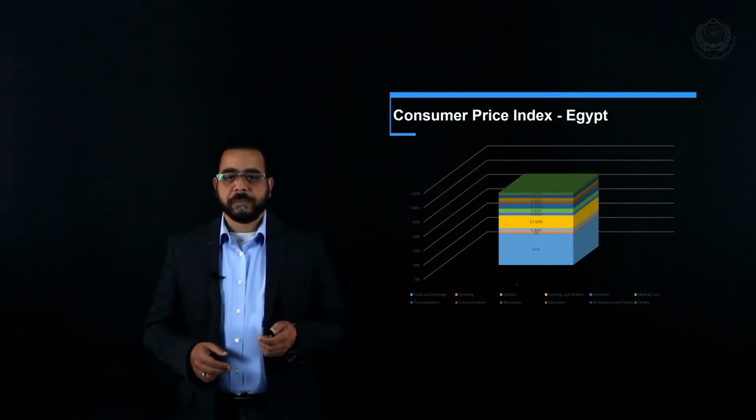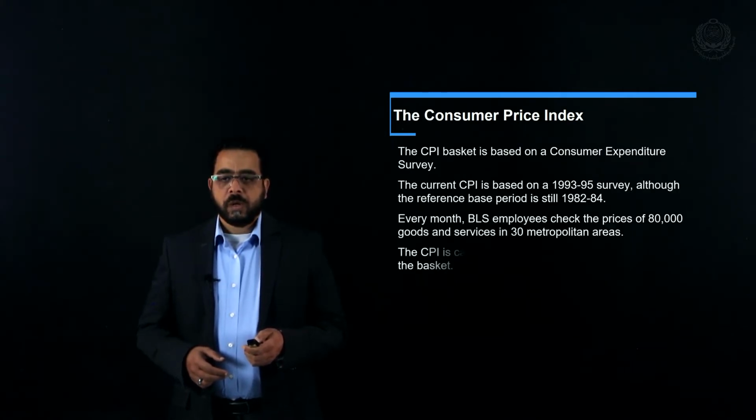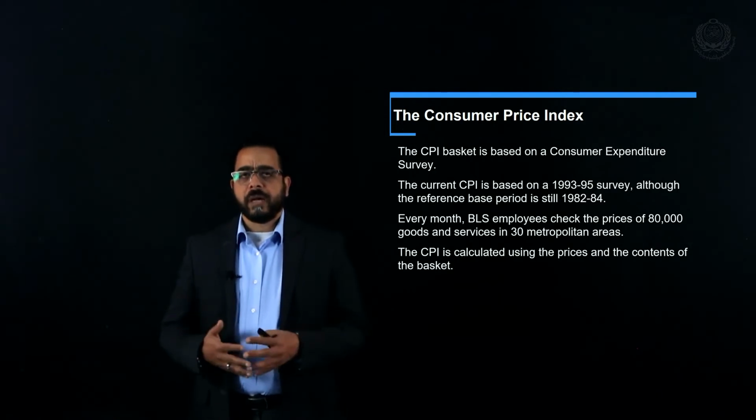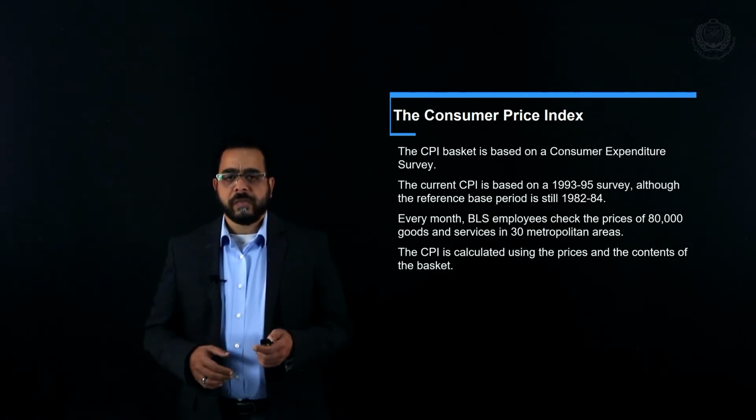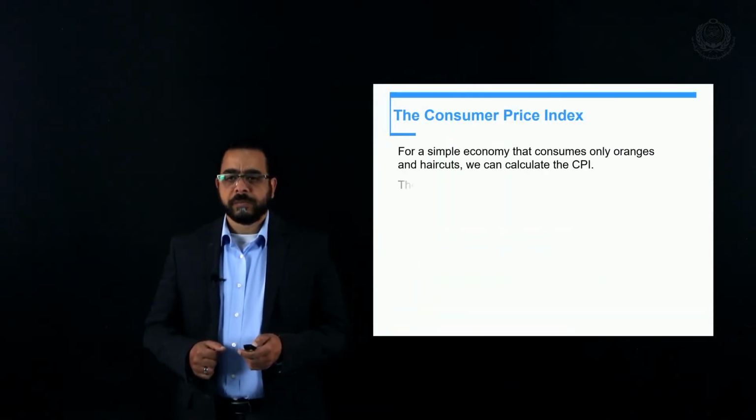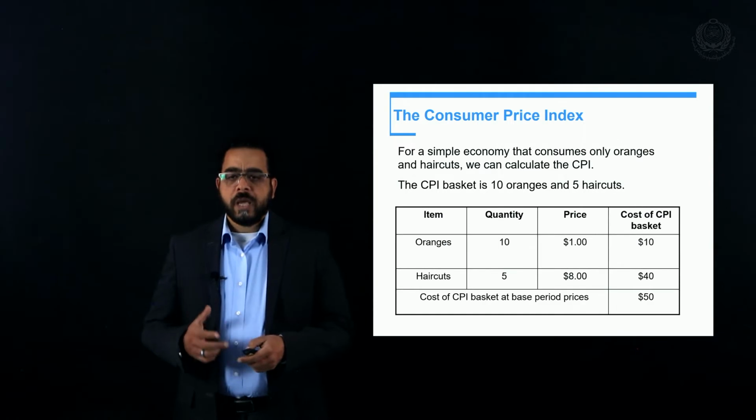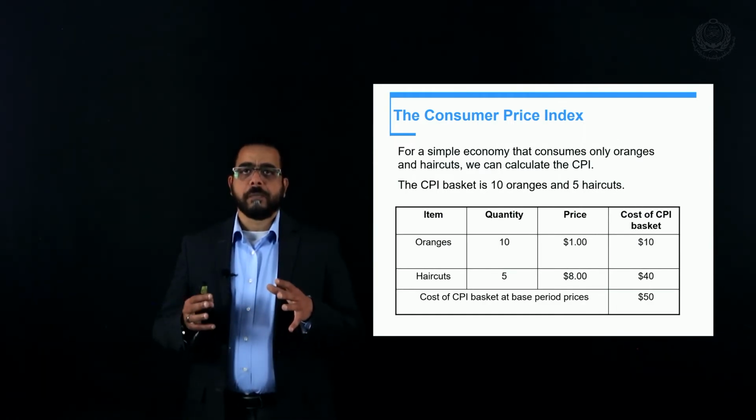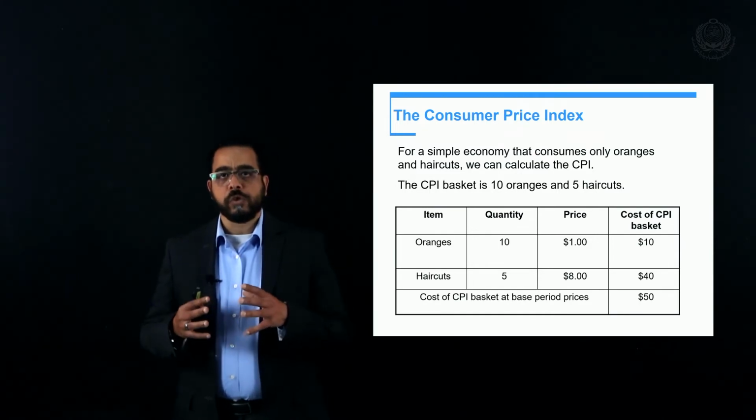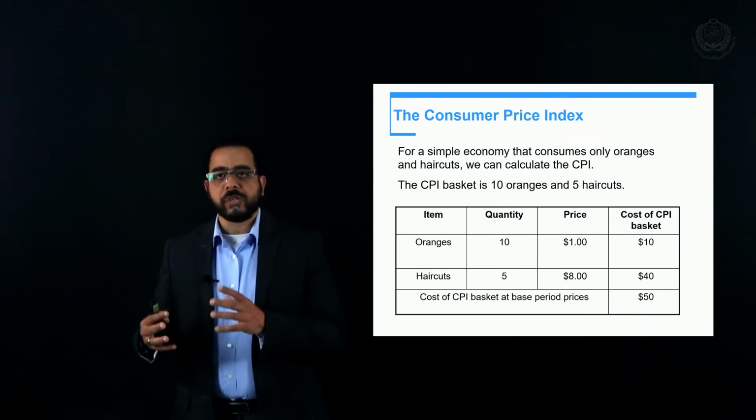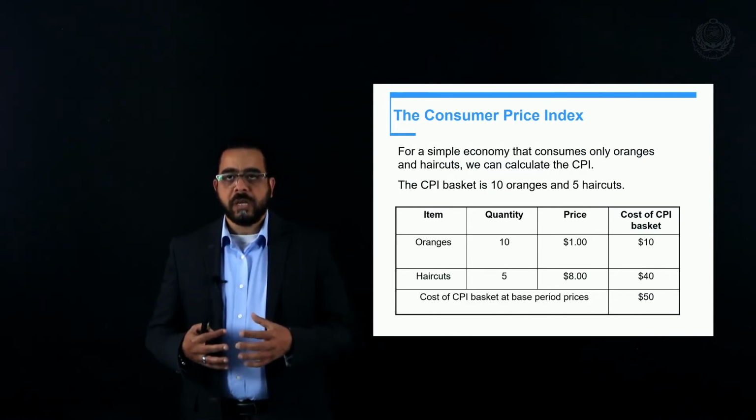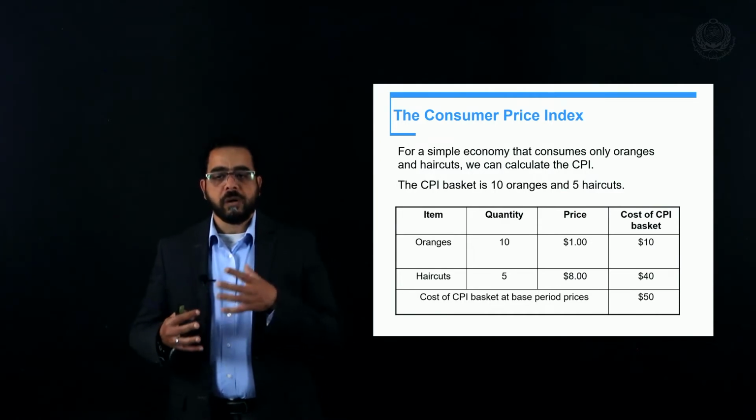Let's take an example. Well, our author is telling us more details about how CPI is calculated in the States. However, let's go and move to our example. Here we calculated the cost of the basket in the base period. We asked the people, how much do you consume of oranges and haircuts? Or in other words, we asked them, how do you allocate your budget? So they told us, we spend our money on oranges and haircuts.